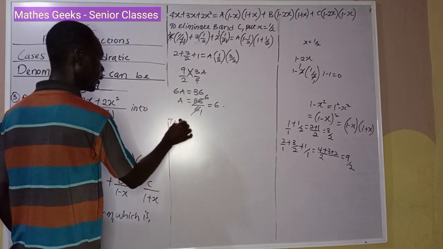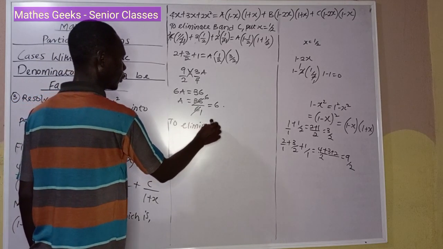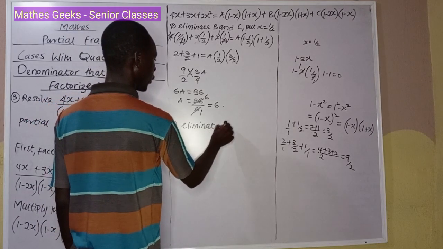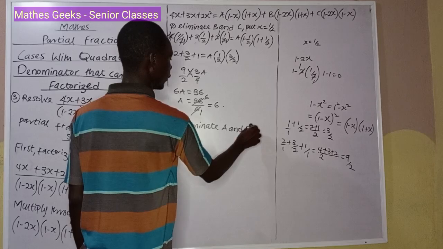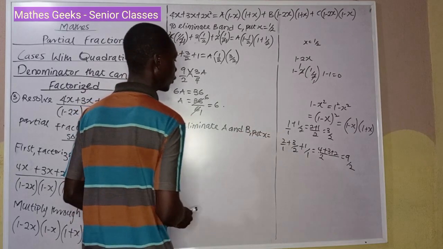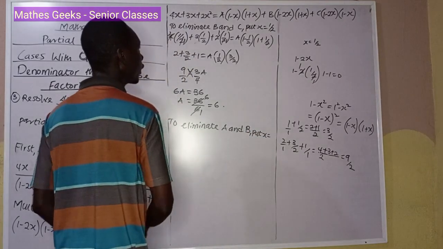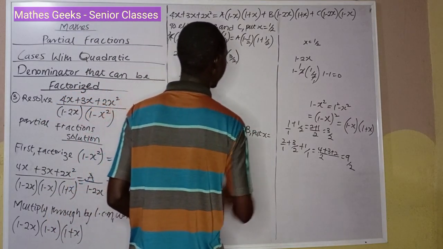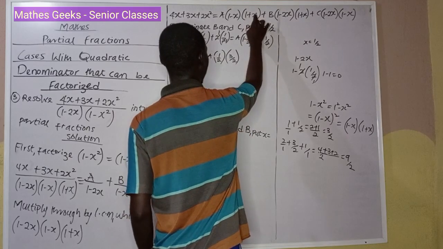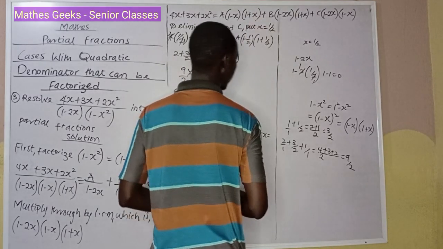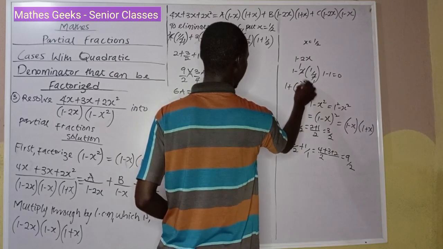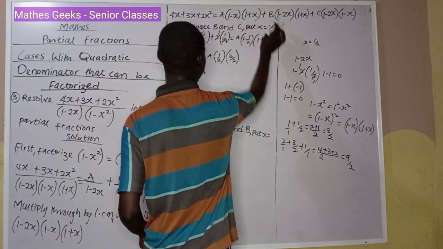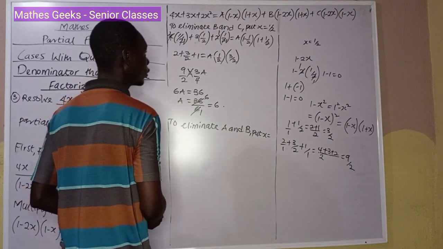Alright, so now we eliminate A and B. Put x equals to... I want to eliminate A and B. What do A and B have in common? A and B have 1 plus x in common. So if I make x to be minus 1, it becomes 1 plus minus 1, and 1 minus 1 is 0. This way, A and B will be eliminated, so I'll be left with C to work with.